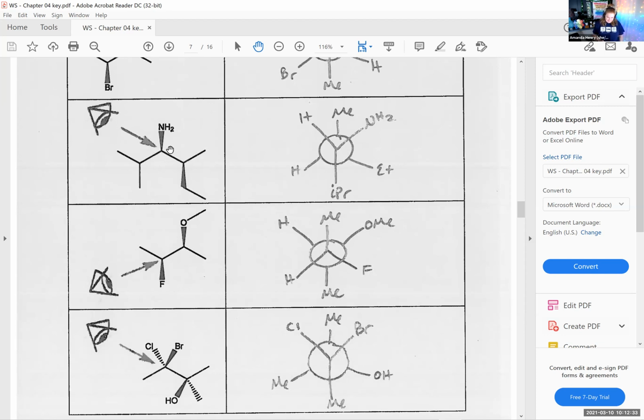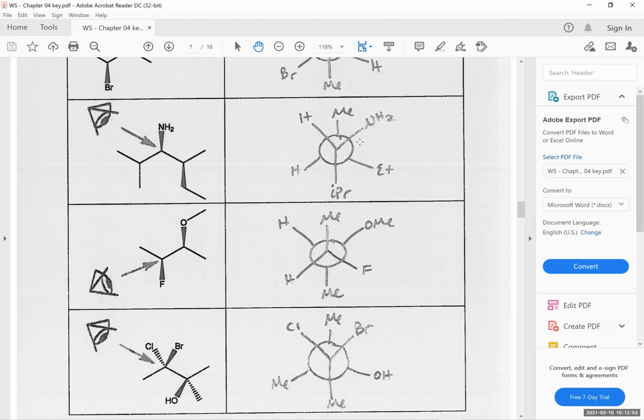So with the eye looking right here, we know that that's going to be our front carbon, right? And because the dash and the wedge are in the top position, I have my Y pointing up, going in the right direction. Does that part make sense? Yeah, okay. I understood that.